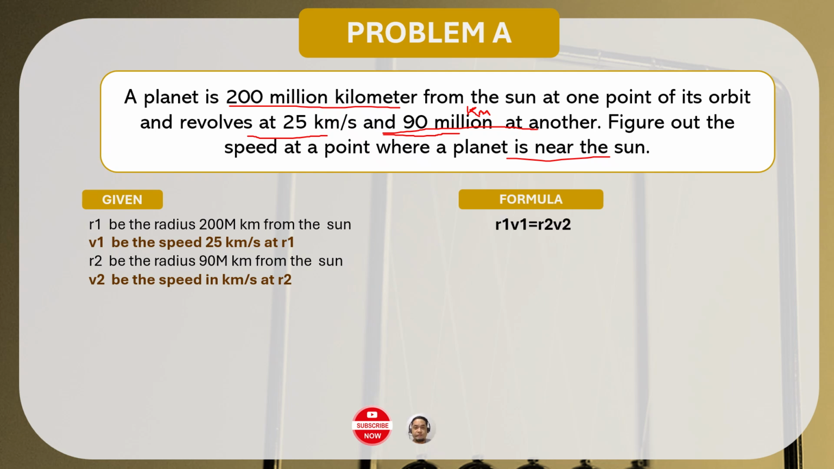Okay, so the formula in deriving the answer for the velocity at aphelion is R1 V1 is equal to R2 V2. So we will just substitute all the variables in the problem. R1, remember, is 200 million kilometers, so we will substitute it here in R1. 25 kilometers per second, that's the velocity at radius 1. We have V1 here, we can put that one in there. And then we have 90 million kilometers.